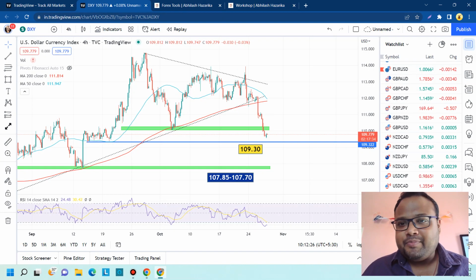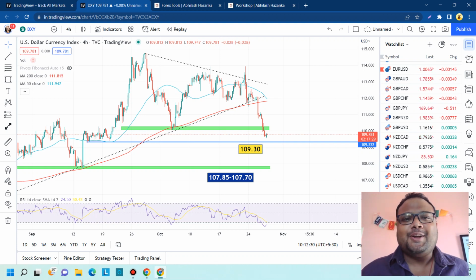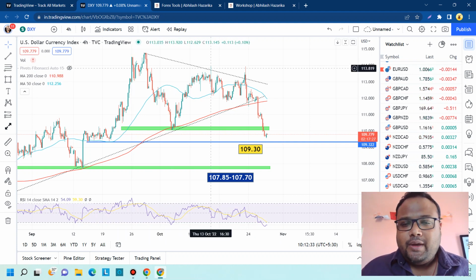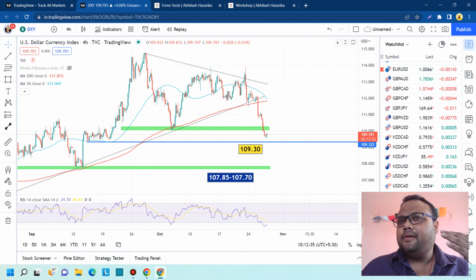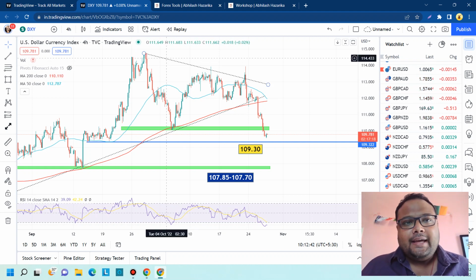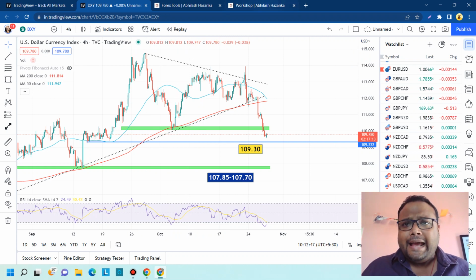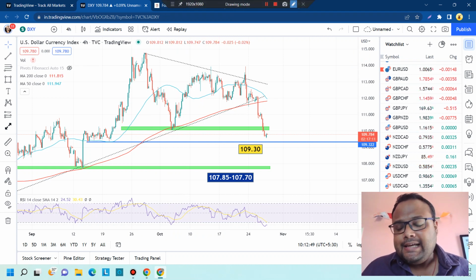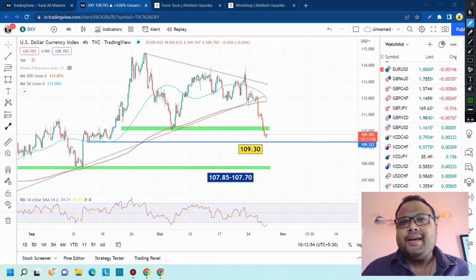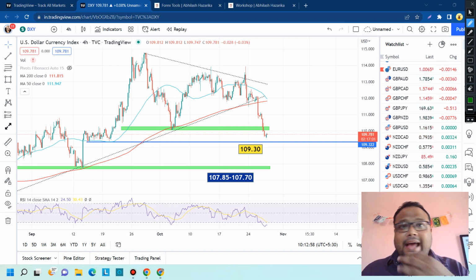Okay, and now let's have a look at the chart of DXY, the US dollar currency index. As we discussed in our gold video, Euro USD video, and my previous video on GBP USD also, DXY was showing a symmetrical pattern and we were waiting for a breakout. And yes, we got the breakout and we can see that a good amount of correction is going on in DXY. As a result, we are witnessing a good recovery on the chart of Euro dollar, GBP USD and others.